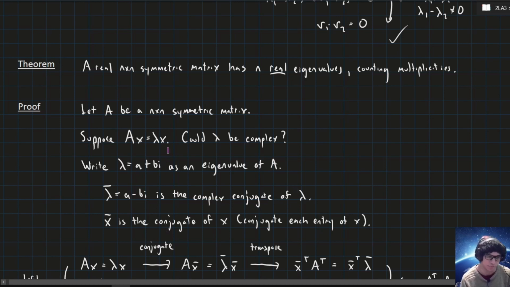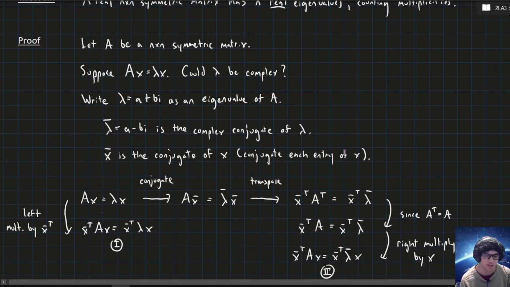If lambda is complex, then that means x, its corresponding eigenvector, will also be complex as well. So x bar is the conjugate of x. It means the conjugate of each entry in x.